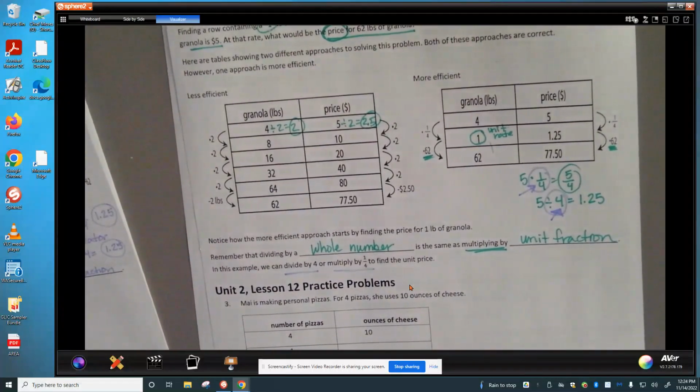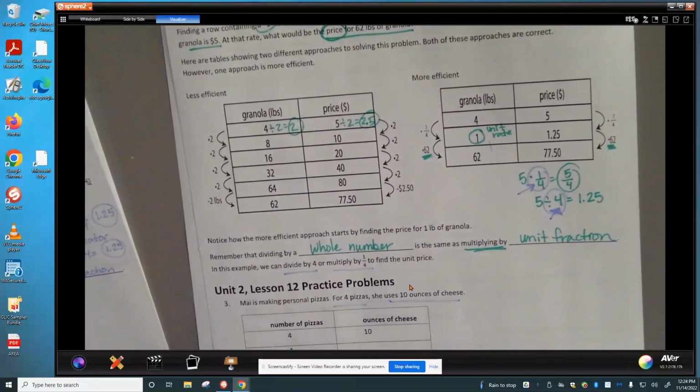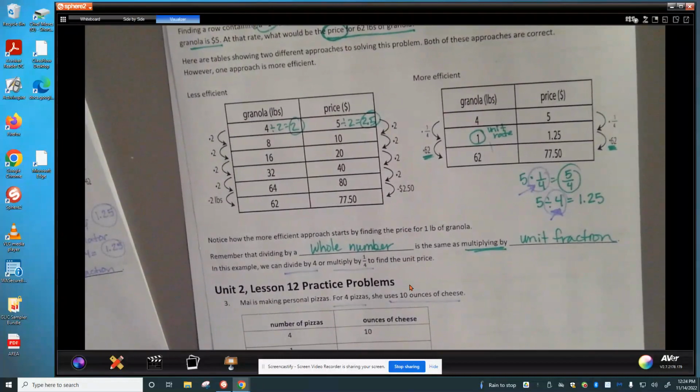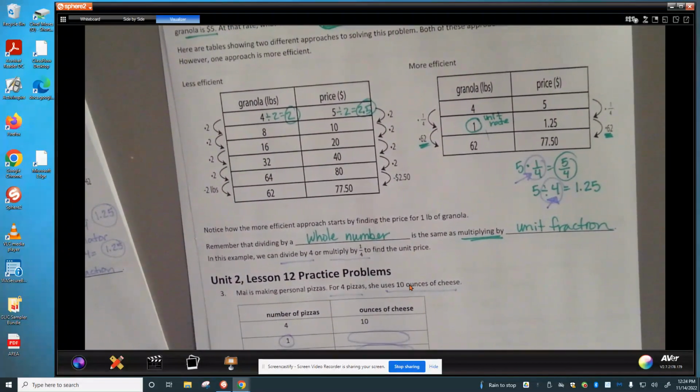So you're going to do these problems. If 4 pizzas use 10 ounces of cheese, how much per pizza? Remember, per means 1, so you need to find out how much cheese for 1 pizza and how much cheese for 15 pizzas. And then work on that for a minute.